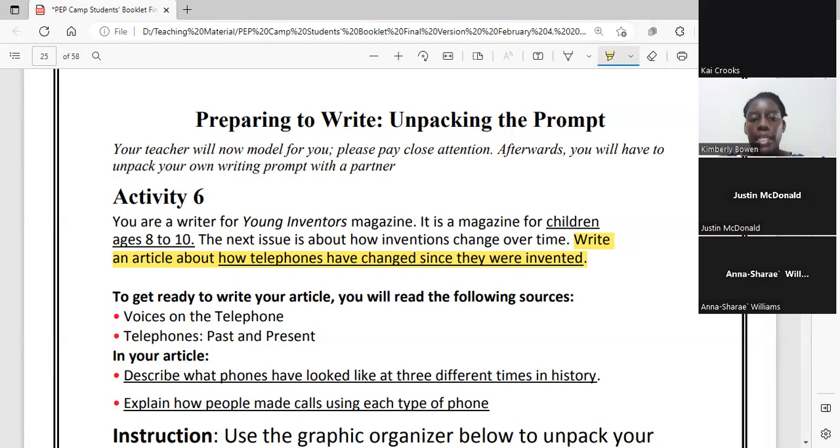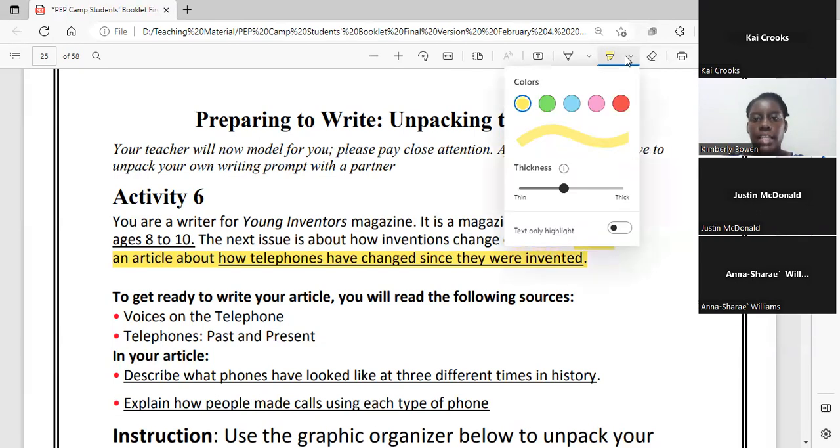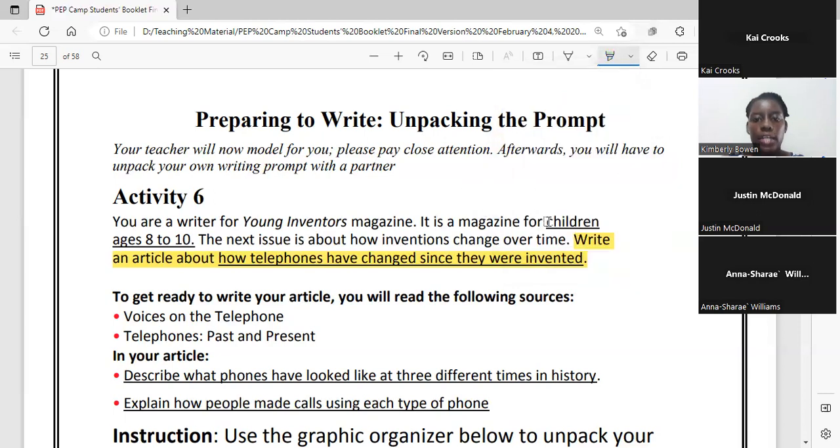Who will be reading our essay? Yes, you can answer, Karen. You are a writer for Young Inventors magazine. It's a magazine for children ages 8 to 10. So who will be reading it? It's children, Miss, 8 to 10. A magazine for children ages 8 to 10. Very good. I'm going to highlight it in a different color as well. So children ages 8 to 10, those are the persons that will be our audience. All right?